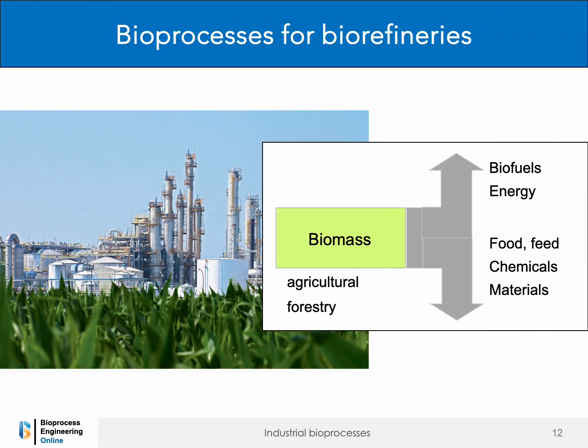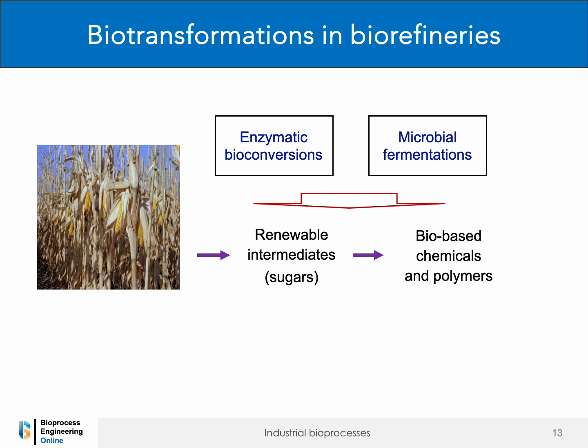Bioprocesses play a central role in the area of biorefineries. Biorefineries transform renewable agricultural and forestry resources into a diverse array of bio-based products, including food, feed, chemicals, materials, as well as biofuels and energy. Biorefineries make use of both enzymatic and microbial processes. They involve the initial conversion of biomass into bio-based intermediates, particularly sugars. Subsequently, these intermediates undergo further transformation into various chemicals and polymers.